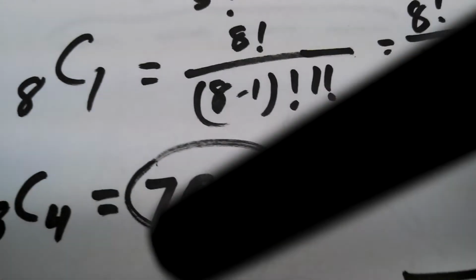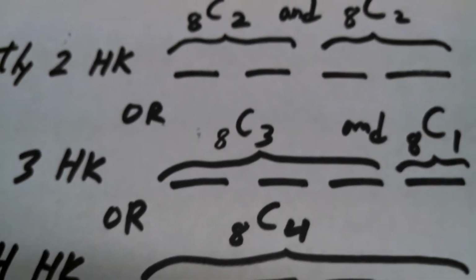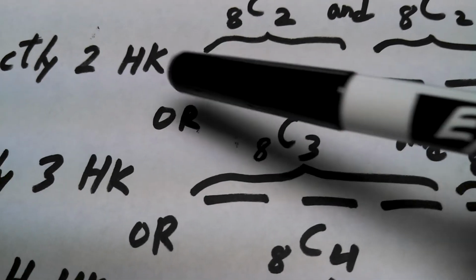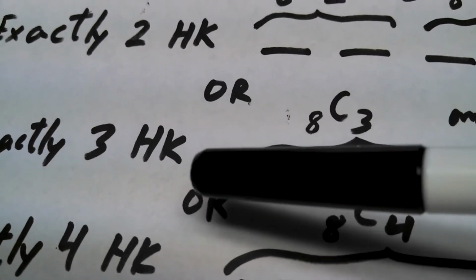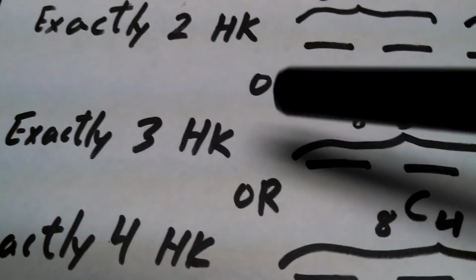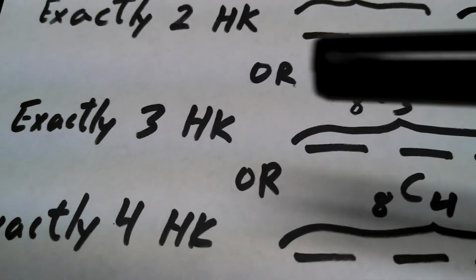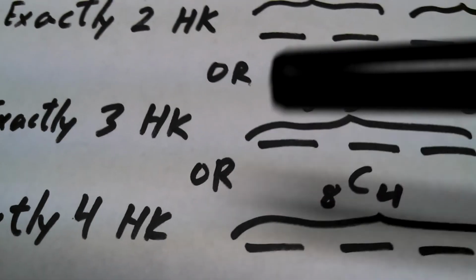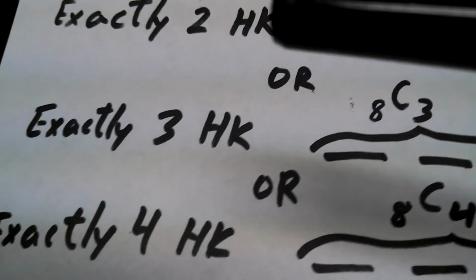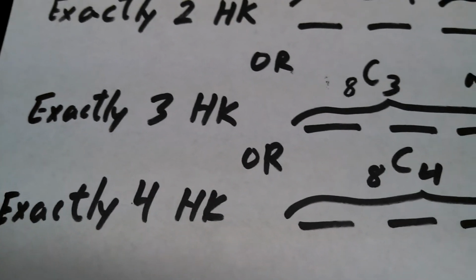Then we add those numbers together because it's an OR situation. OR means union. So you can have this or that or that. You can have exactly 2 on the committee, or exactly 3, or exactly 4. And of course OR means that we have to add those together. We don't have any intersection there because it's exactly 2, exactly 3, exactly 4, so we can just add those numbers together.